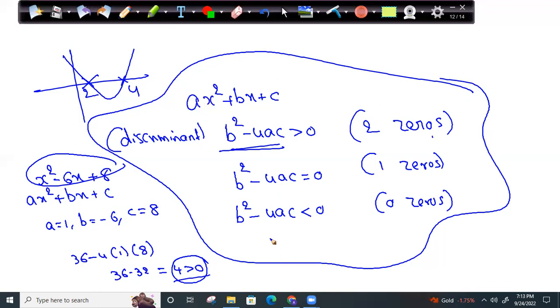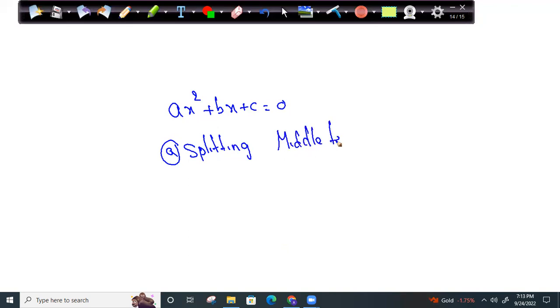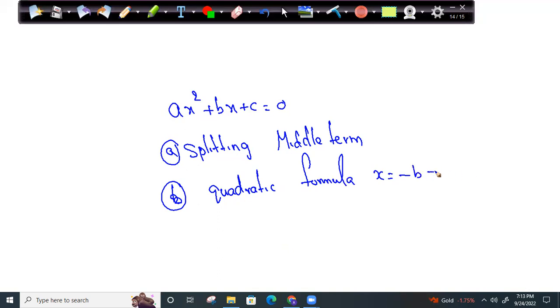So these are the three conditions that give how many zeros the given function has. Okay, next concept. How to find zeros? Already I told you, again I'm repeating. Suppose it is ax square plus bx plus c equal to 0. One method is splitting the middle term. Second is the quadratic formula. To find zeros, x is equal to minus b plus or minus square root of b square minus 4ac, whole divided by 2.